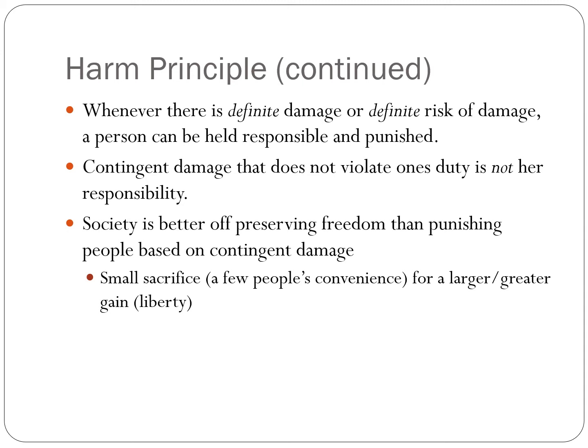So whenever there's definite damage or definite risk of damage, a person can be held responsible and punished. So if I physically go out and hurt somebody, if I'm drinking and driving, right, the risk, the definite risk is there. But contingent damage does not violate one's duty or responsibility towards some other person. Right? Everyone is responsible for their own health and happiness.